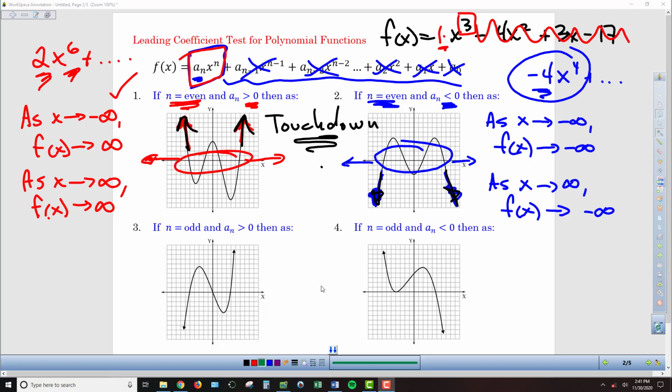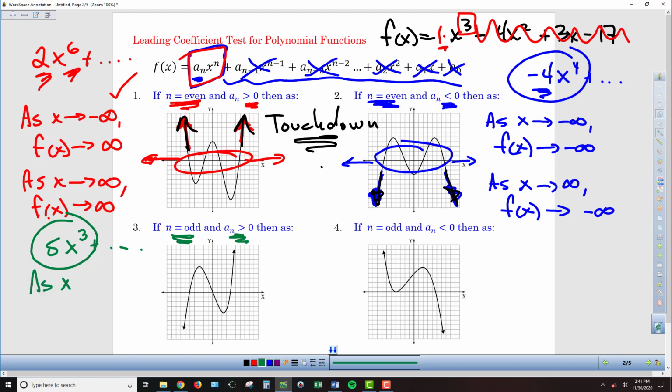Now what happens if that highest exponent in the polynomial function is odd? So we have n is odd, the highest exponent is odd, and then in this first scenario that leading coefficient is going to be positive. So maybe we have something like 5x to the 3rd power is the highest exponent piece. So again, we don't care about anything other than that highest exponent piece. It's odd with a positive coefficient. Well, in that case, we're going to end up with the following.